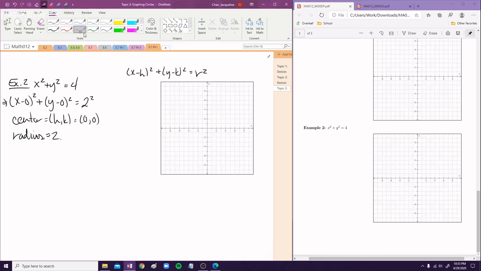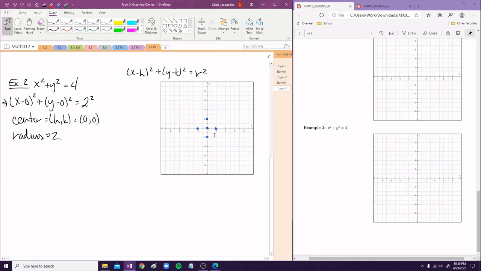So again, when you plot a circle, you always plot the center first. So the center is the origin, 0, 0. And then to find points around the circle, I'm going to use this radius, start at the center, and count 2 from north, west, south, and east. Right. So 1, 2, 2, 2, and 2.